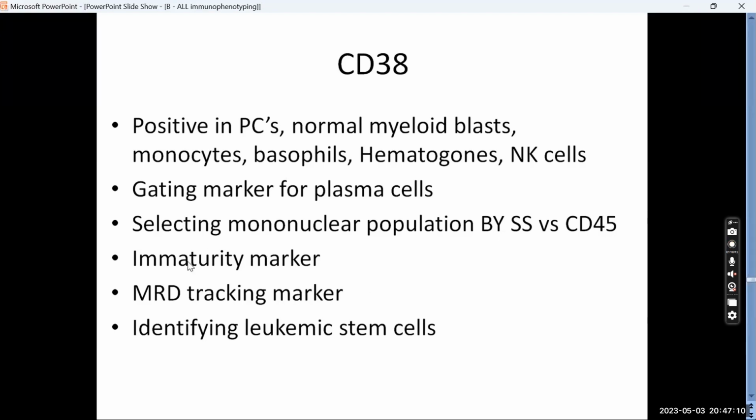It's also an indicator of immaturity in T-ALL, an indicator of immaturity in T lymphoid. Of course, hematogones are also CD38 positive, but only with that we cannot say. But it's an MRD tracking marker. Hematogones will show moderate CD38. Some B-ALL can show downregulation of CD38, which becomes a leukemia-associated immunophenotype or signature of leukemic cells. It is also useful in identifying leukemic stem cells, which are CD34 positive and CD38 negative.